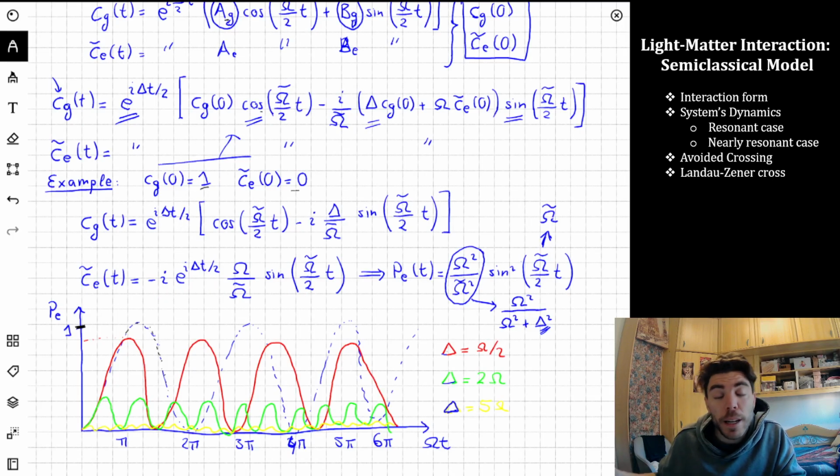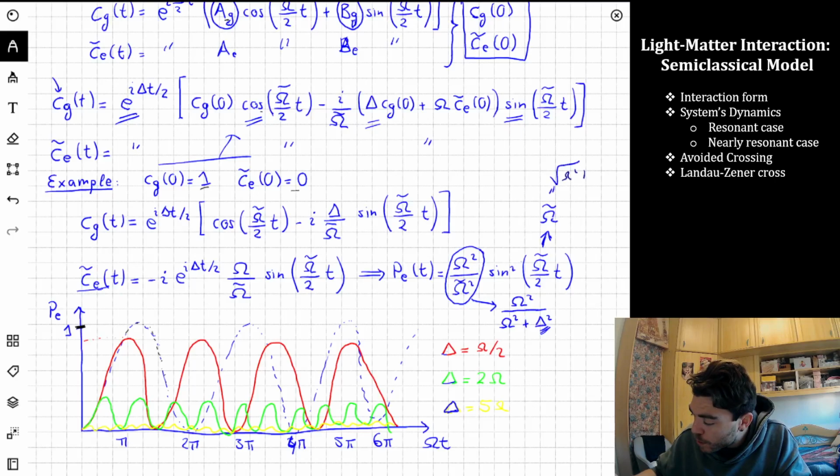And if we calculate the probability of the atom to be excited as a function of time, which is just the modulus square of this function, we get this reduced equation, in which we can see two things. The first thing is, as I anticipated, the new frequency of oscillation is the generalized Rabi frequency and not the bare Rabi frequency. That is a frequency that is higher than before, because the generalized Rabi frequency is the square root of Omega squared plus Delta squared, which is always bigger than or equal to Omega. So it's a faster oscillation than before.